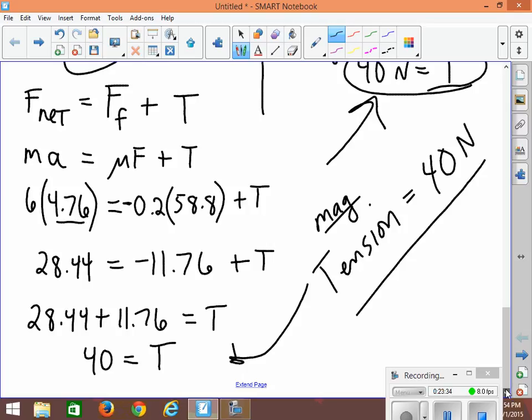So that's how we deal with friction. And in the next video, we will add one more little wrinkle where we'll hang a box off of both sides and see how that changes everything.